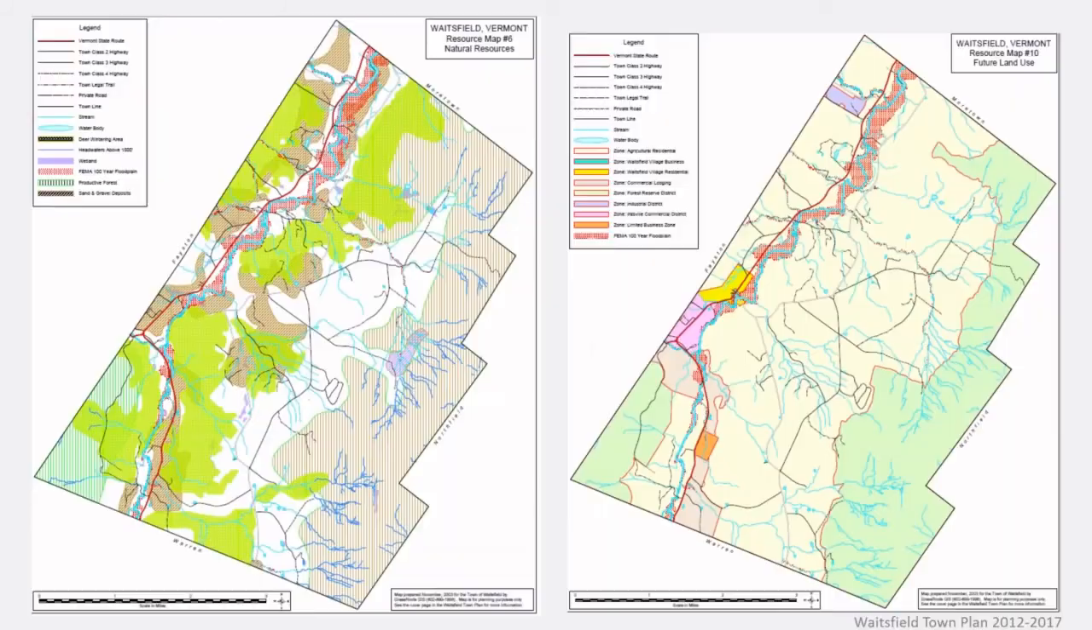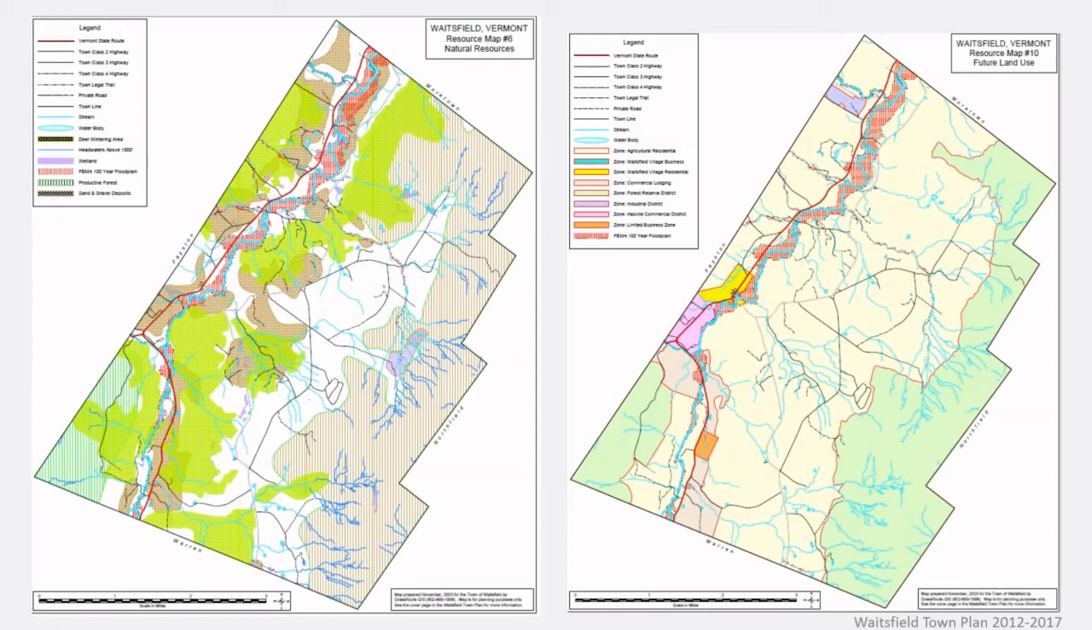So if we were to look again at Waitsfield as an example, and I'm sure there are many other good examples out there, if we look at their natural resource map on the left and their future land use map on the right, you can see they have some similar characteristics, but they are different maps. You can see how they've taken that forested area that runs on the east side of town, and that translates into that forest reserve area in green.